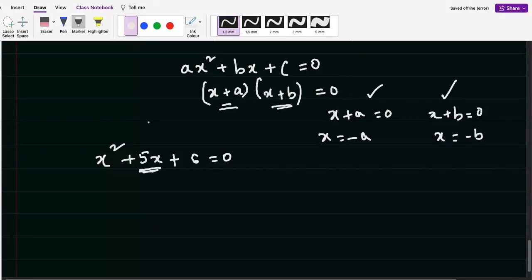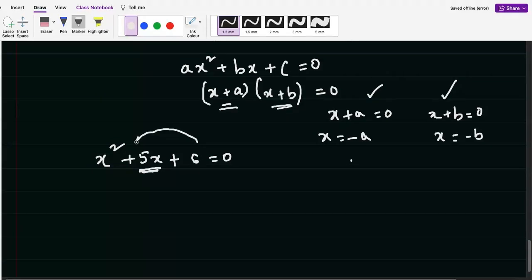Whatever sequence is given, first you need to write it down in the proper sequence, x square plus bx plus c equal to 0. Here it is x square plus 5x plus 6 equal to 0. The middle term is your 5x. So you need to split this 5x in such a way that you should get 6 into x square.